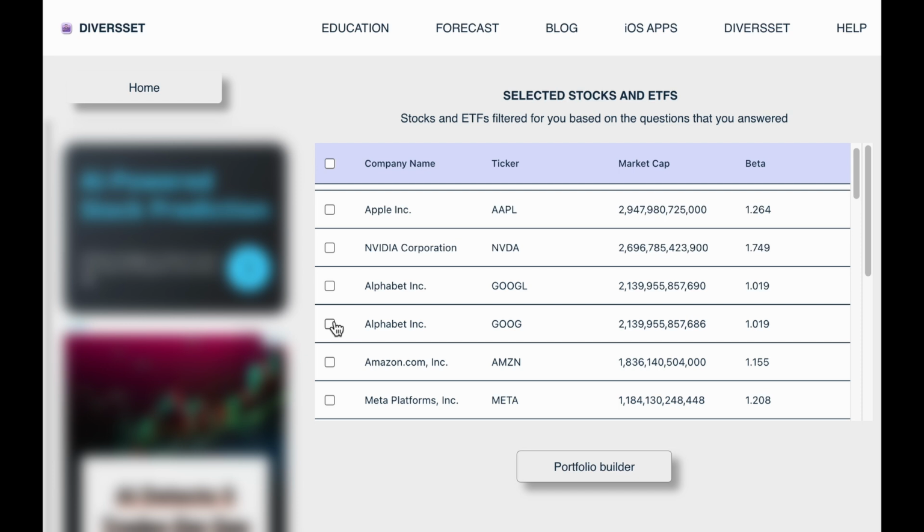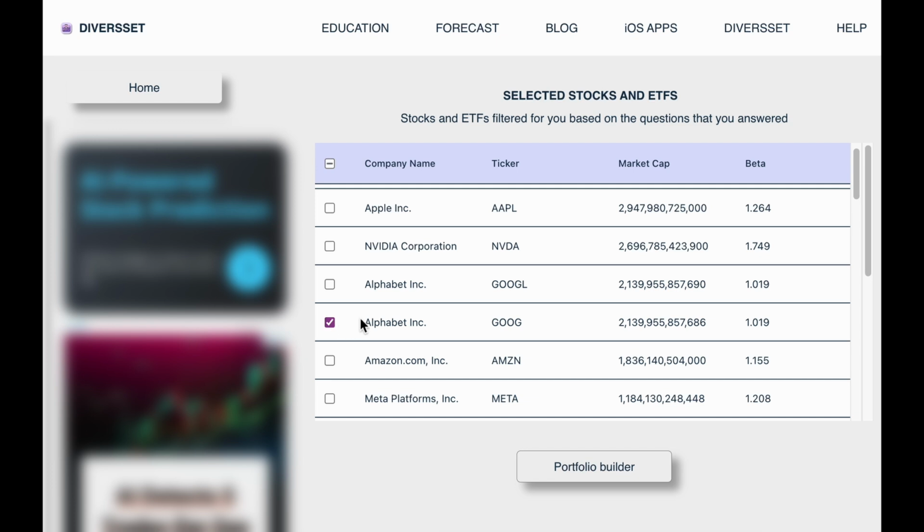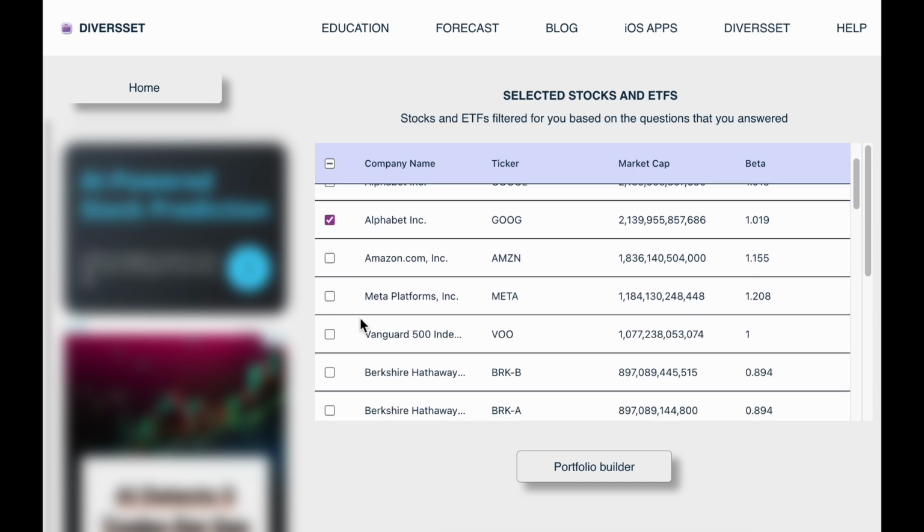Let's say Google shares. You don't have to tick here. If you don't tick and press build the portfolio, Diverset will build your portfolio from the 10 most liquid stocks from the list. But if you tick and choose 10 stocks, please choose exactly 10 stocks. If you choose 10 stocks, Diverset will construct your portfolio out of those 10 stocks. It will allocate asset weights in such a way as to maximize portfolio return and also minimize losses.